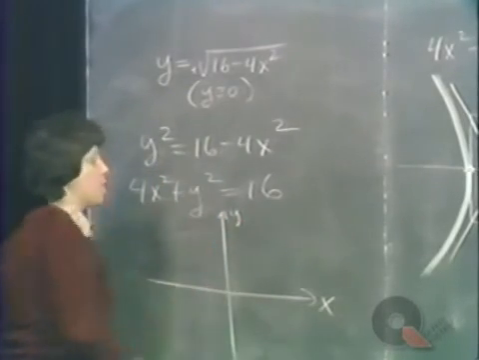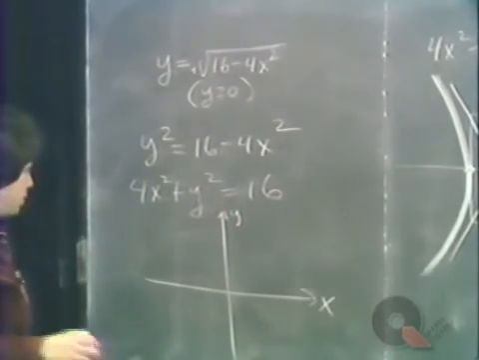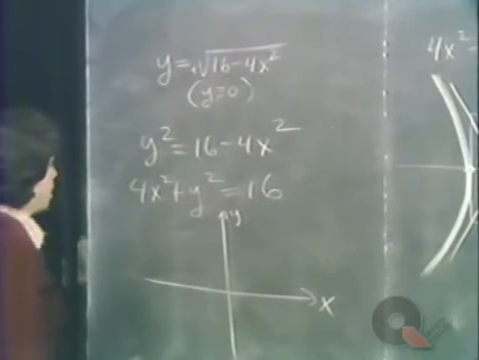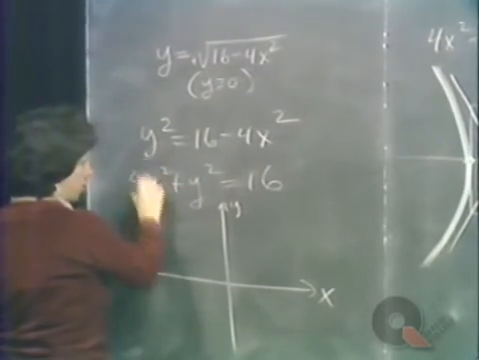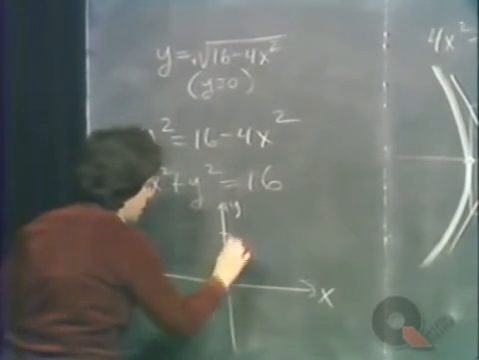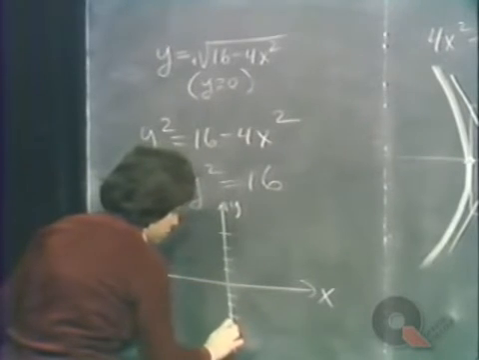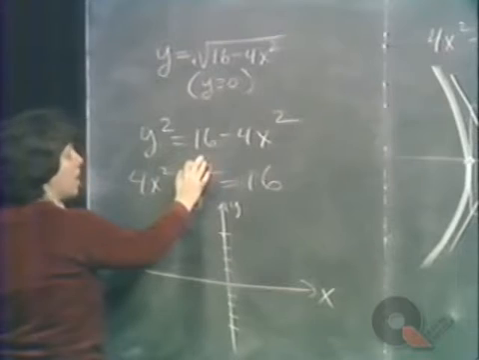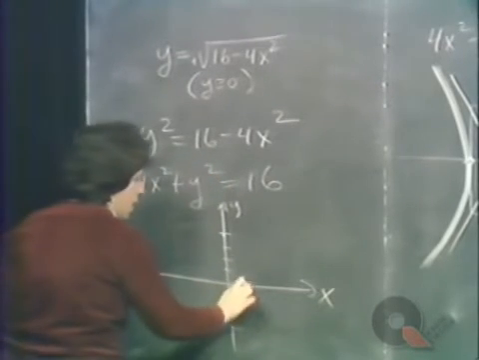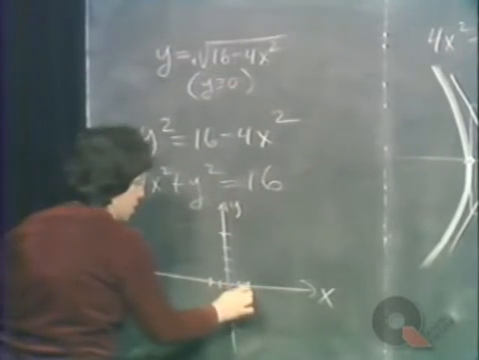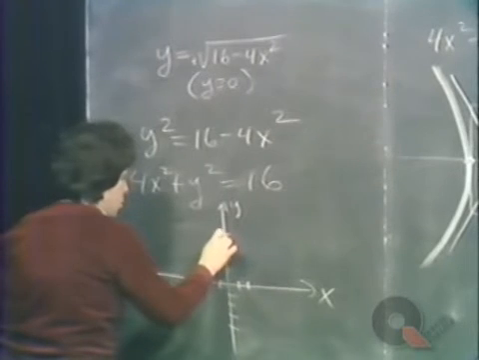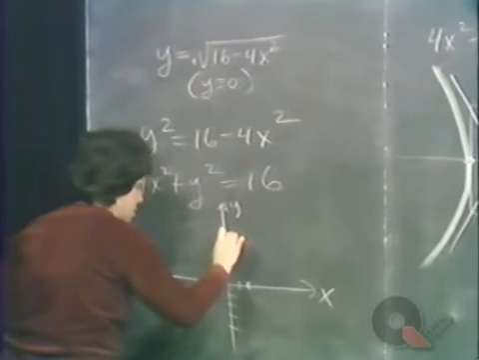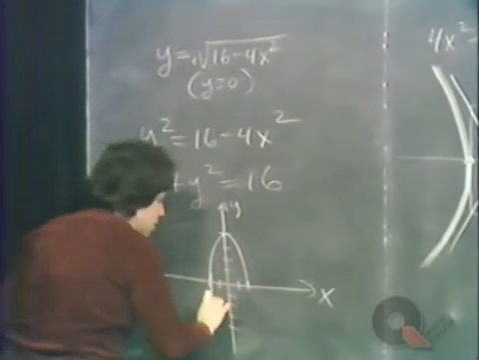We recognize that x and y are both squared, which makes it either an ellipse, hyperbola, or a circle. But here we can see when x is 0, y is 4 and minus 4. Those are the y-intercepts. When y is 0, 4x squared equals 16. X squared equals 4. X is 2 and minus 2. These are the x-intercepts. The whole curve would look like this. This would be the ellipse.